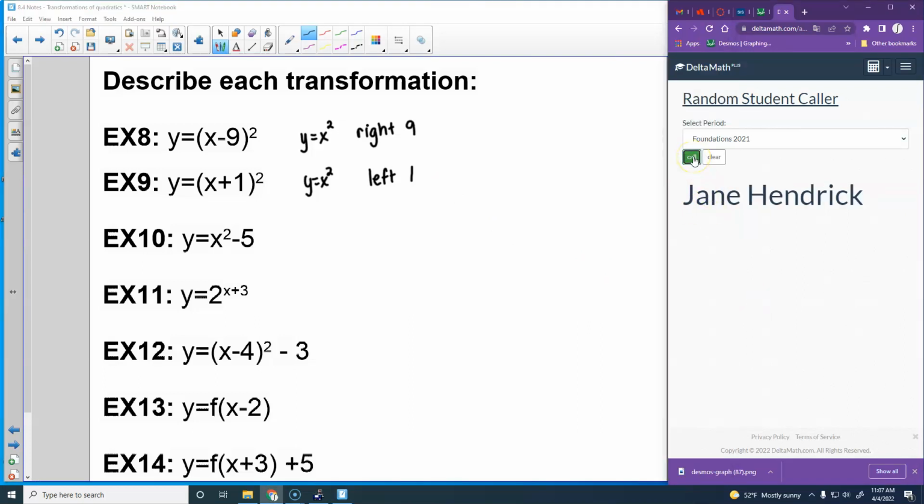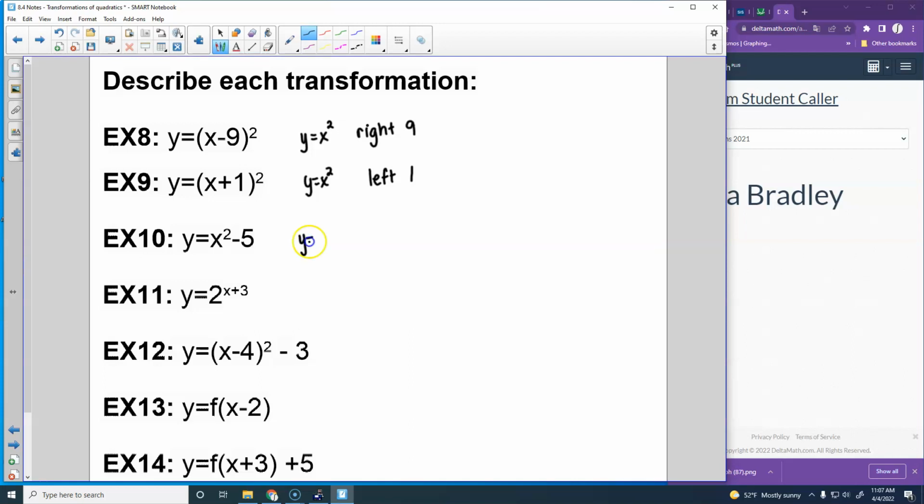Oh. I added her to my class so she can do some of the problems. Jada. All right, what's our equation for number 10? Yep. X squared, not x2. And what has happened to y equals x squared? No. No. Is this one in the parentheses? No. Down 5.